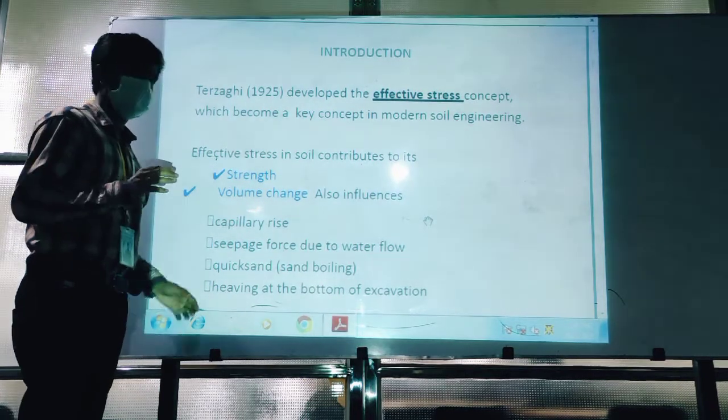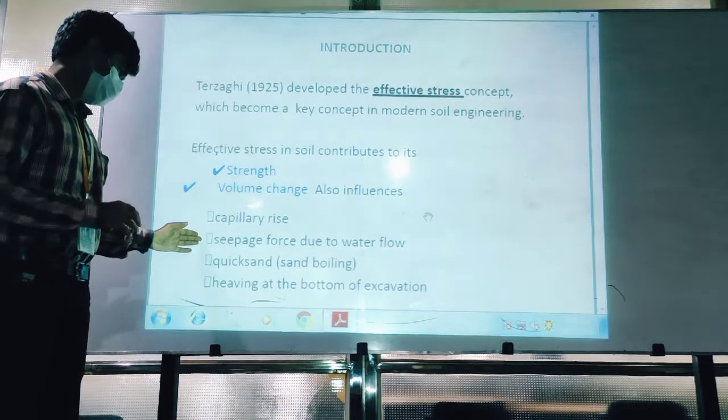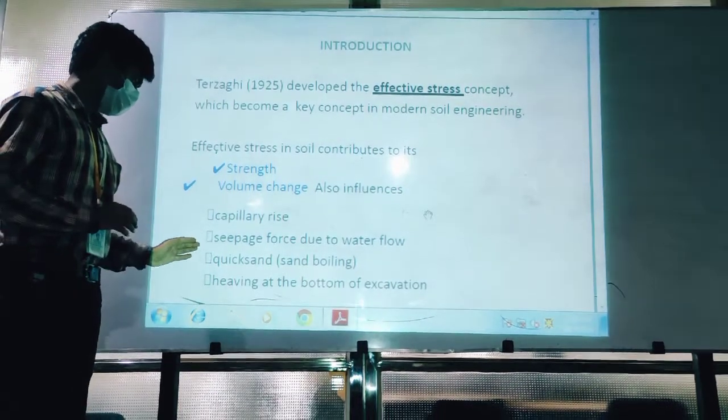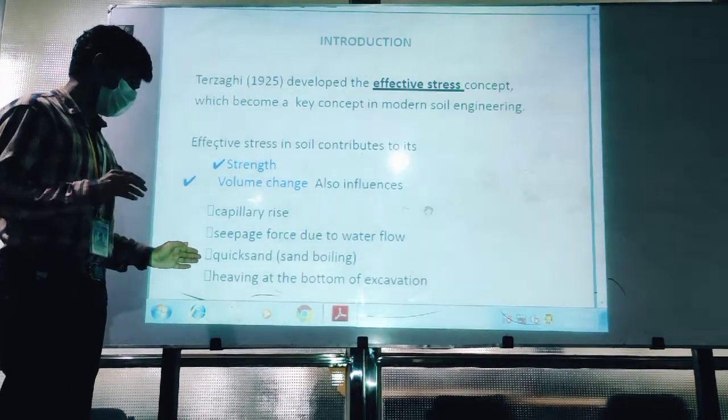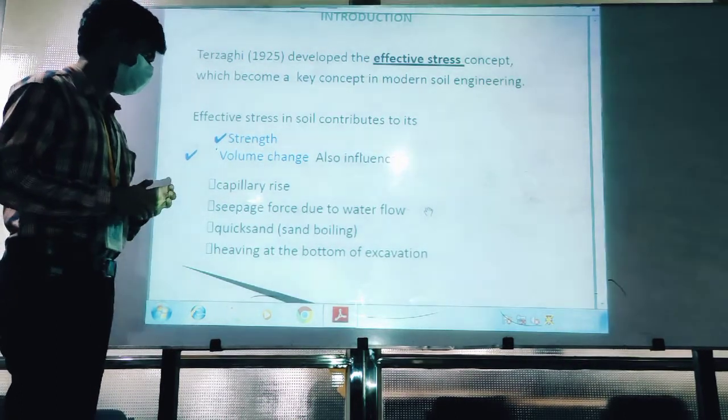Also, effective stress influences the capillary rise, seepage force due to water flow, quicksand, which is also known as soil boiling, and heaving at the bottom of excavation.